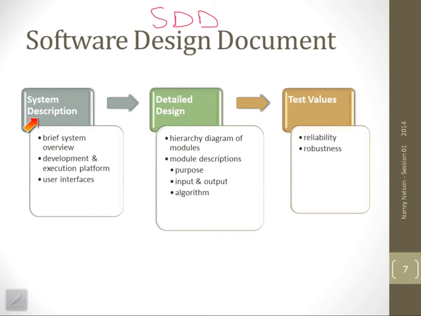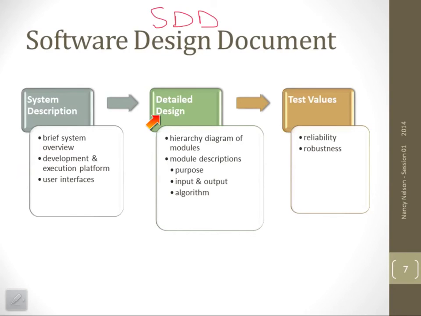So let's look at the system description first. It starts with a system overview, and that's going to be very similar to what we had in the requirements document. Then it's going to talk about what kind of a platform we're going to use to develop this application and what kind of a platform we're going to have to execute it. So we might develop on a laptop computer, but we might be designing for execution on a tablet, for example. Then it's also going to identify what the user interfaces are going to look like.